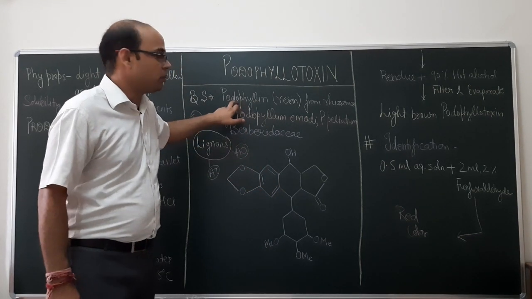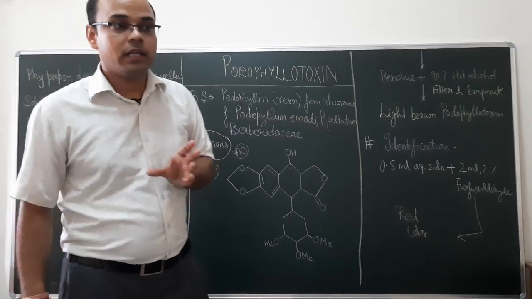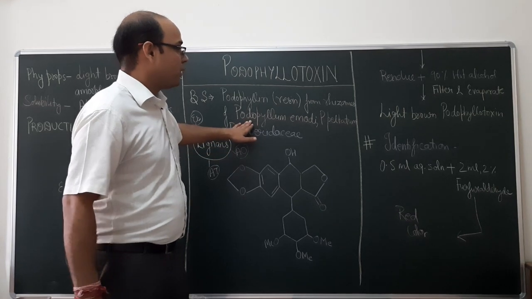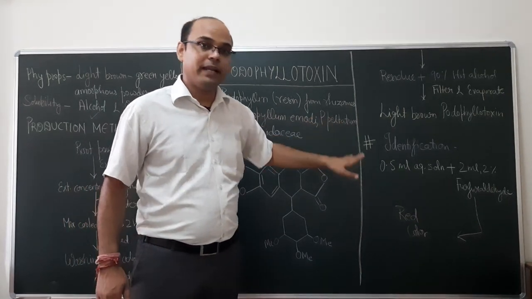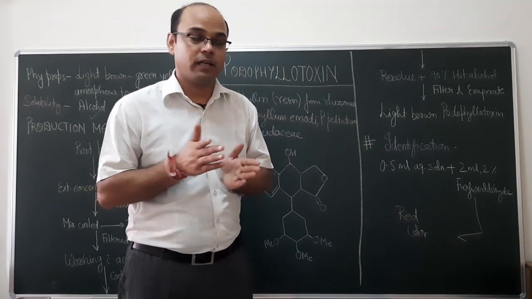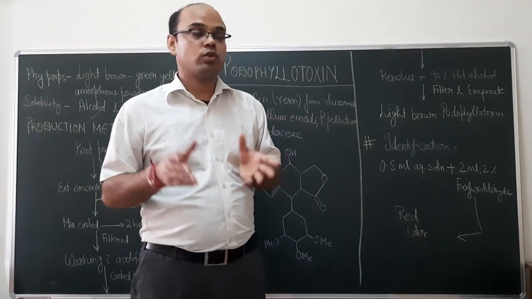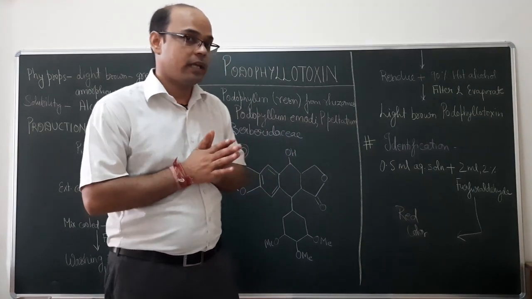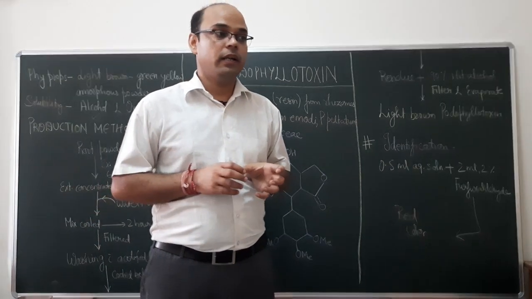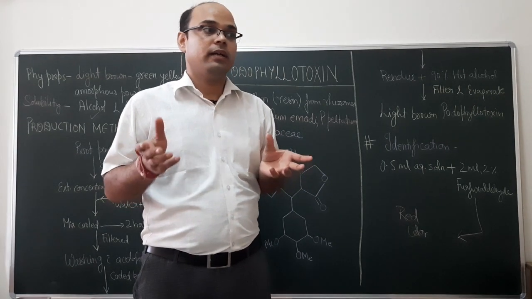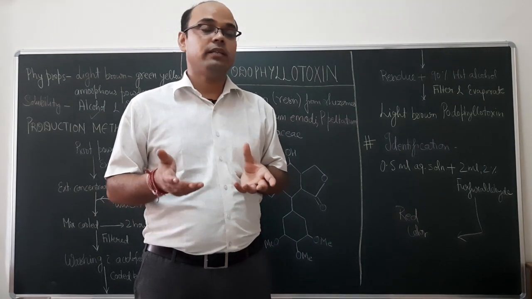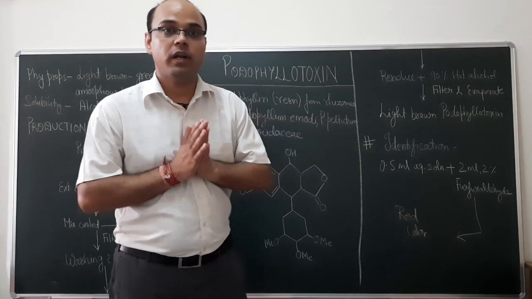Resinous material which is called podophyllin, and this resinous material is obtained from the roots and the rhizomes of the plant Podophyllum emodi and Podophyllum peltatum and other species of Podophyllum like Podophyllum hexandrum, etc. And this plant belongs to the Berberidaceae family, as we have mentioned here. As far as the geographical distribution of this plant is concerned, it is widely distributed in Asia, in America also, in South America also. It is widely distributed around the world.